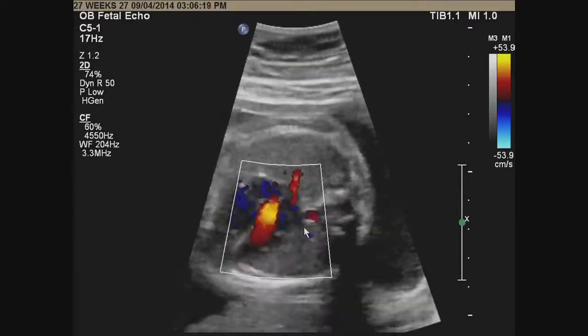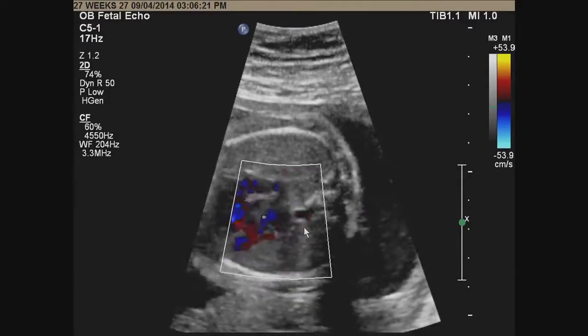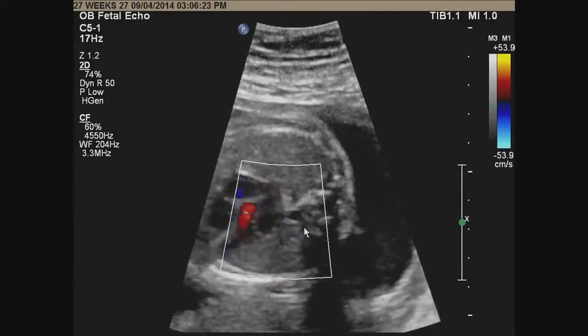Now I'm going to show you the pulmonary veins. So I'm going to do 2 things. First, I'm going to reduce the depth here.